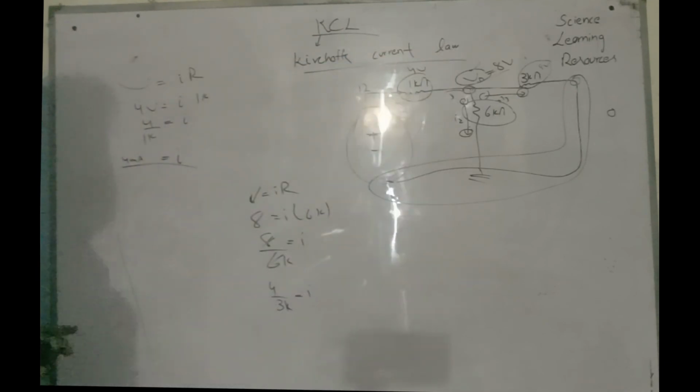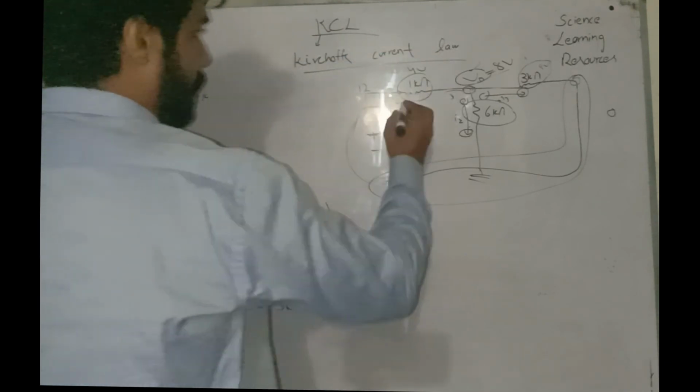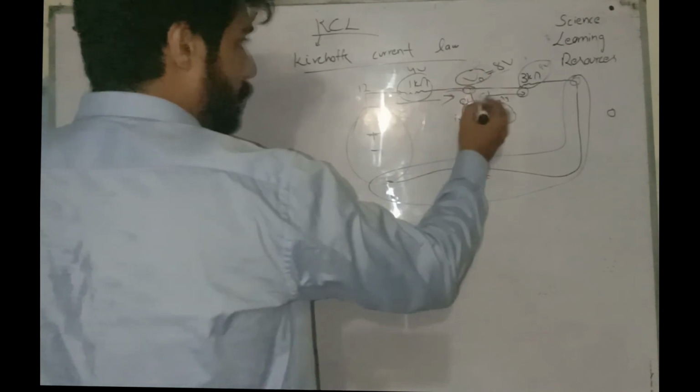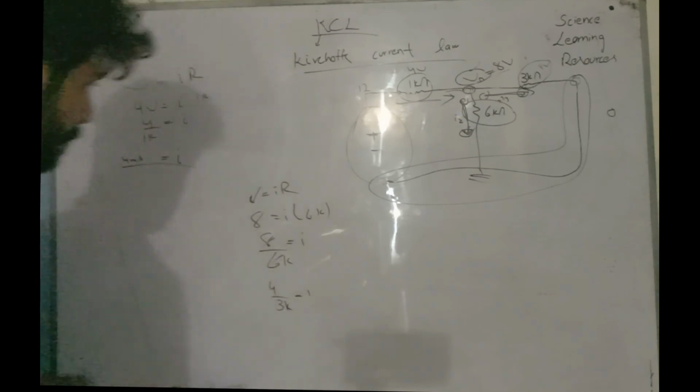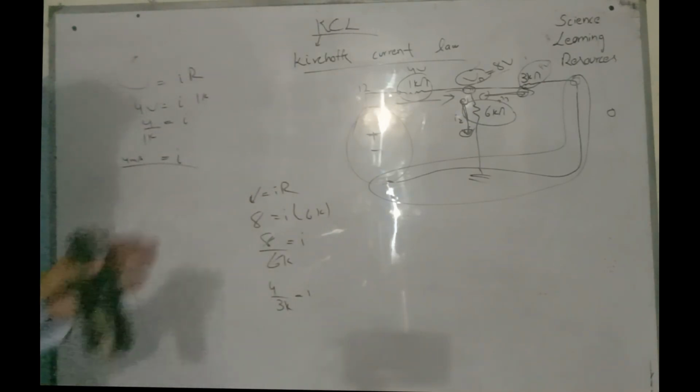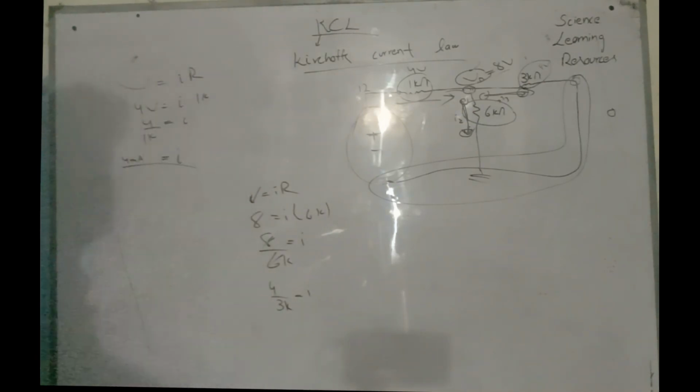So in this way, you will be calculating the current in this direction, the current in this direction, and the current in this direction. So I hope you will know how to calculate the KCL on this example.